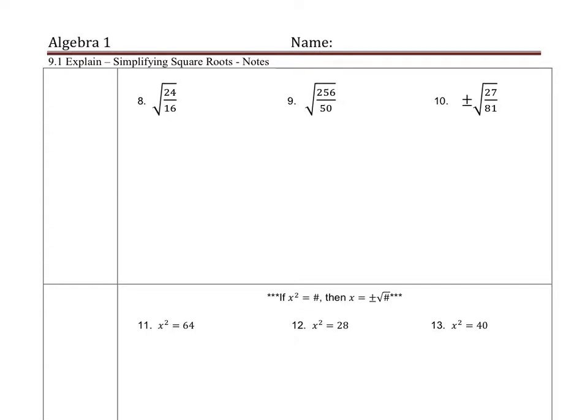So let's just start with number 8 together so you can kind of see how it goes. So on number 8, what we really have is the square root of 24 over the square root of 16. The minute I rewrite it like that, it makes it very simple for you to see what to do next. So go ahead at this point and pause your video and finish number 8 and then start it back up for the explanation.